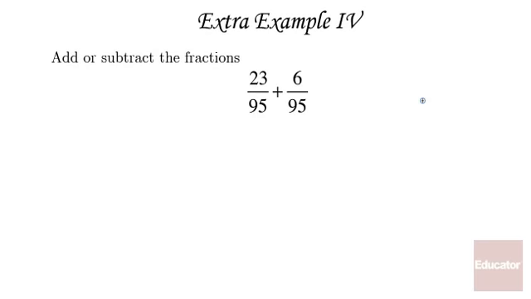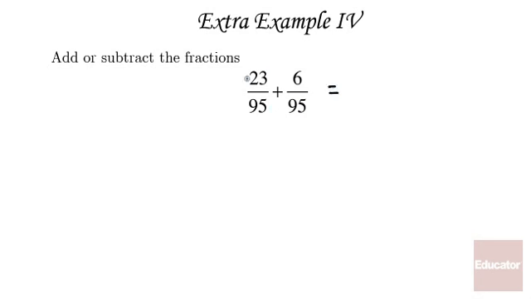Okay, the fourth example, when we're adding and subtracting fractions, 23 over 95 plus 6 over 95. Whenever I add or subtract fractions, I have to make sure that the denominators for both fractions are the same. So in this case, the denominator is 95, and for this one, the denominator is 95. Since they're the same, I can go ahead and add the fractions together.